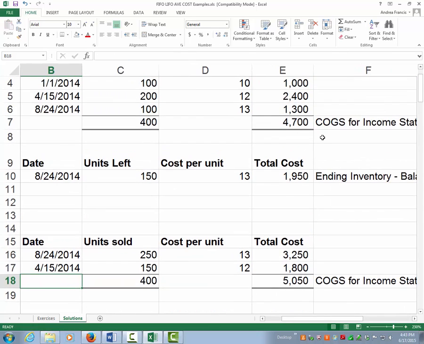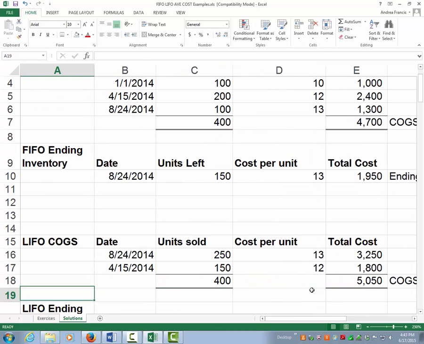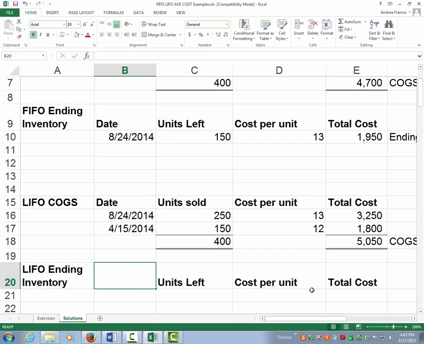What do you notice about FIFO versus LIFO? Do you see that the cost of goods sold under FIFO is lower than the cost of goods sold under LIFO? We'll talk a bit more about that later. So now we need to calculate our ending inventory under LIFO. Well, we can kind of guess what's left behind, right? Because if you remember, we took 150 out of April 15th.